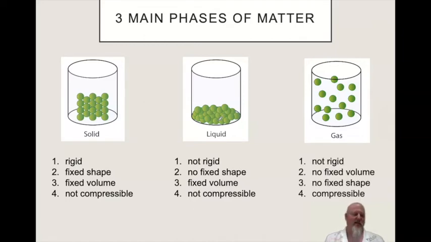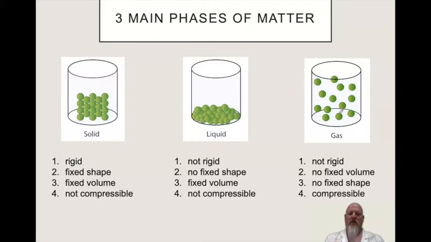And then we have gases. Gases are a little different. Gases are not rigid. They have no fixed volume. They have no fixed shape. And they're compressible. So if I take a gas from one container and put it into another container, it will fill that container. All right? So the volume is going to change depending on the container it's in. The shape is going to change depending on the container it's in. And because the atoms or molecules are so far apart, we can compress it. That's why we compress gases and such. We can get them closer together and still have them remain a gas.